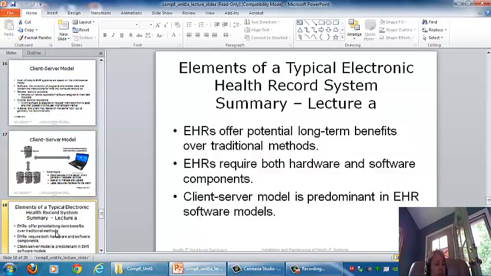So, in summary, we've learned about the electronic record, how it holds great promise for improving safety and efficiency in the healthcare setting. We also took a look at the client-server model and how that is the best model to utilize electronic records. Thank you.